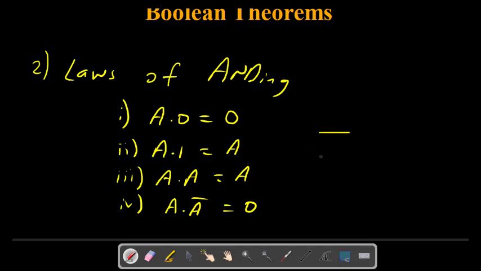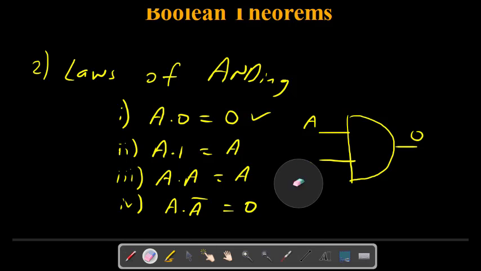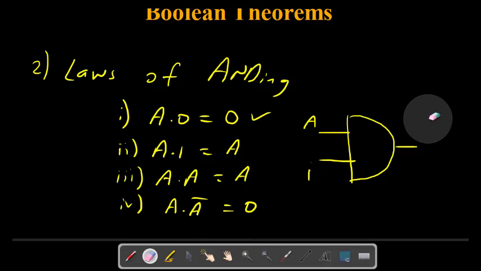Let us verify them. We can have an AND gate here. So first is A and 0. Any input being 0, output becomes 0. So this one is verified. Next is A and 1. Now A is a variable, so A can have either 0 or 1. If A is 0, output is 0. And if A is 1, output is 1. So A and 1 is always A. Then A and A. If A is 0, both inputs are 0, output is 0. If A is 1, both inputs are 1, output becomes 1. So A and A is A.